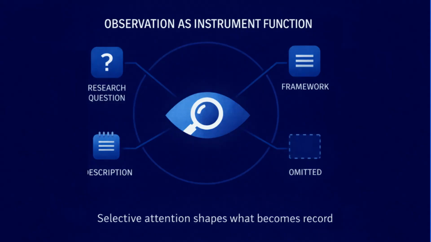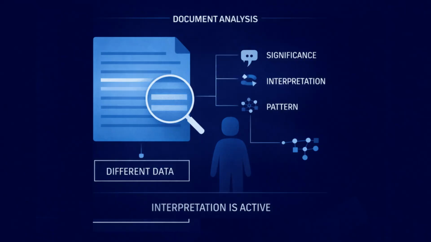The same principle applies to observation. Observation is selective attention guided by the research question and theoretical framework. What is noticed, how it is described, what contextual detail is included, and what is omitted all reflect instrument functioning. In document analysis, the researcher determines which passages are analytically significant, how language is interpreted, and how patterns are identified. Even when analyzing existing text, interpretation is active and shaped by analytic stance.